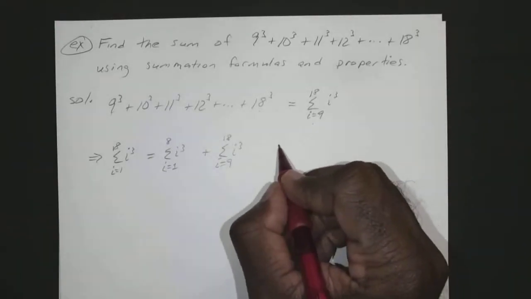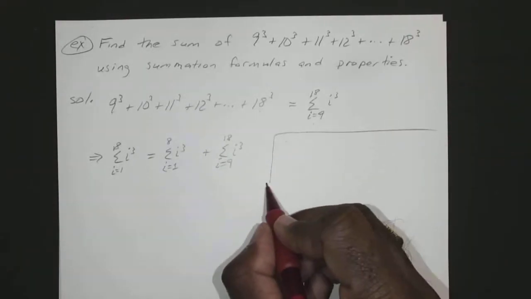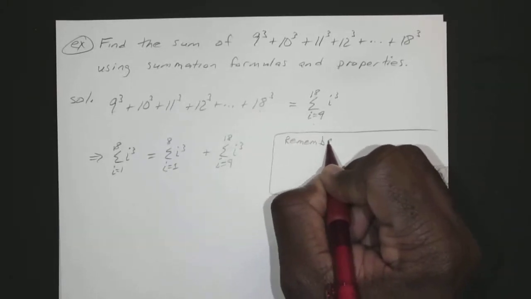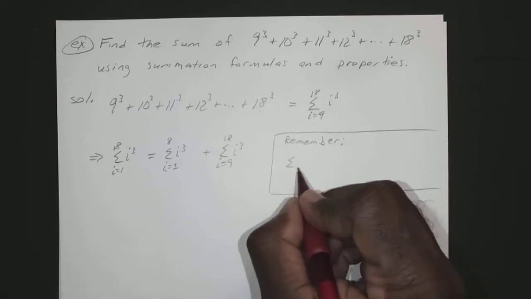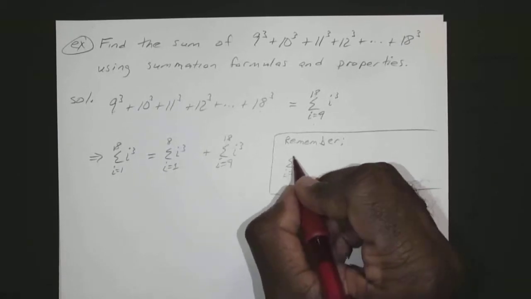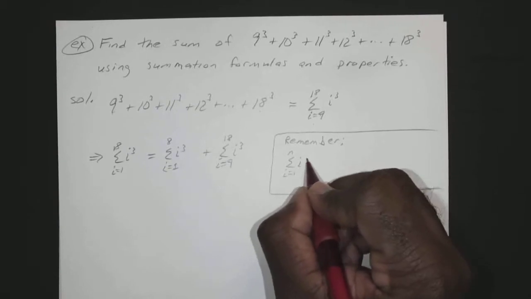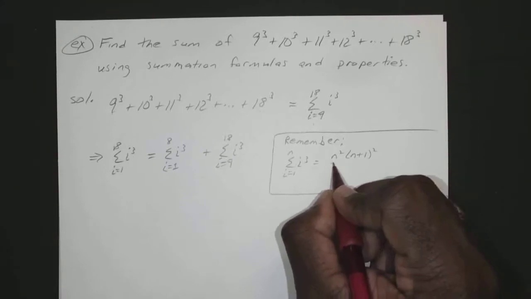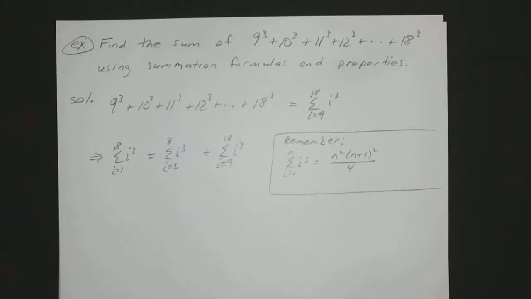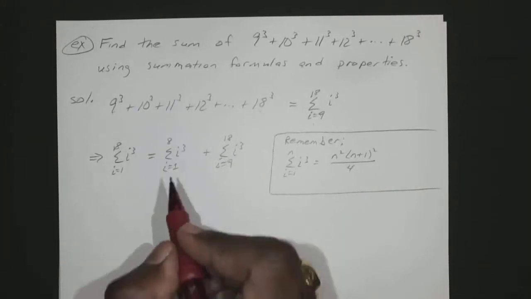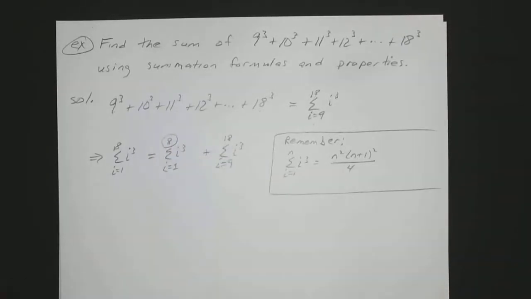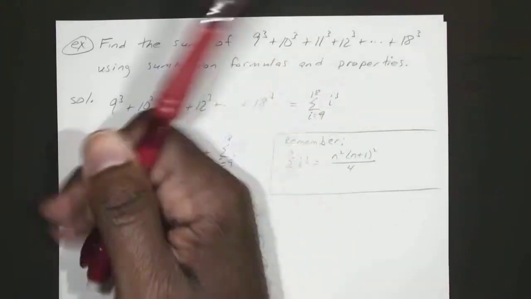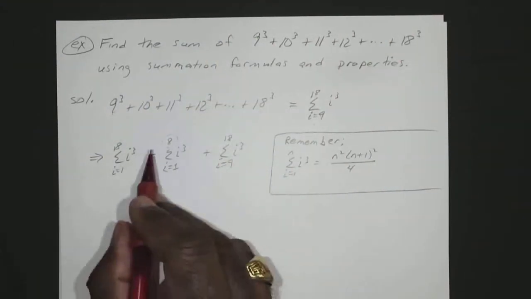All right. Now, if you remember, put that in a little side note. The sum from i equals 1 to n of i to the third is equal to n squared times n plus 1 squared over 4. Okay. Now for this one, actually we have to isolate this by itself before we can use that.